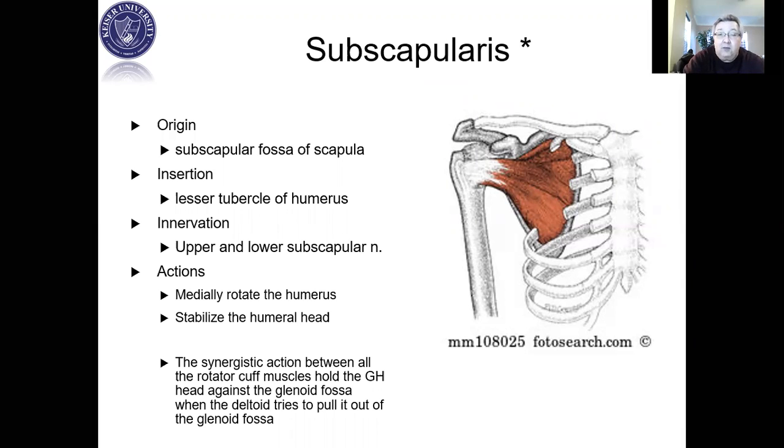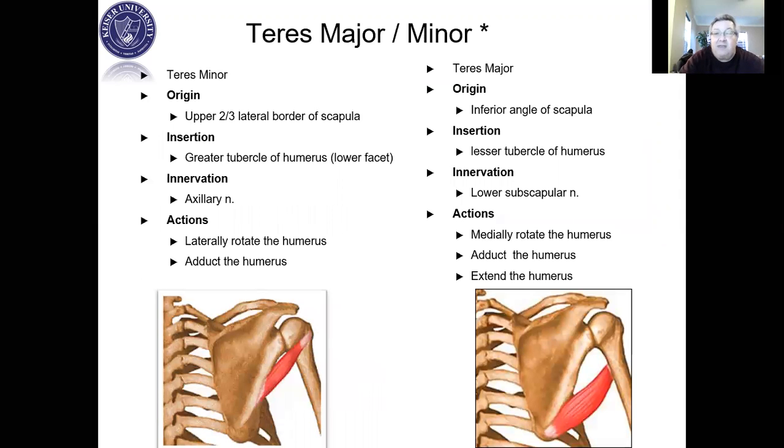I'm going to go back one to the teres major. Remember, I said that the teres major is not a rotator cuff muscle. Not a rotator cuff muscle, because its tendon does not cross the humerus. Because remember, that's the job of the rotator cuff muscles, that their tendons cross the humerus and keep the humeral head in the glenoid fossa.